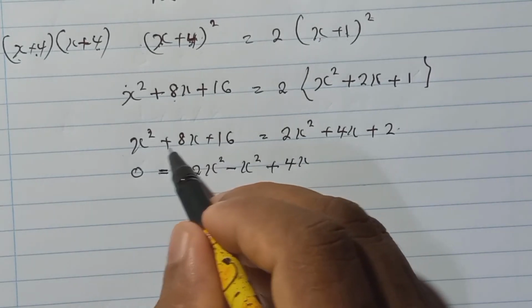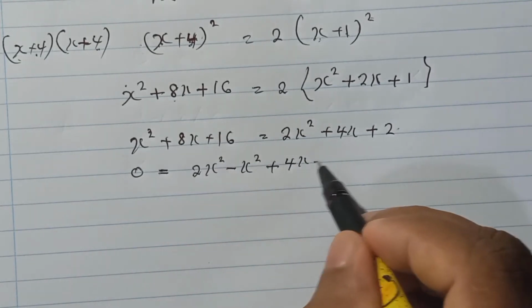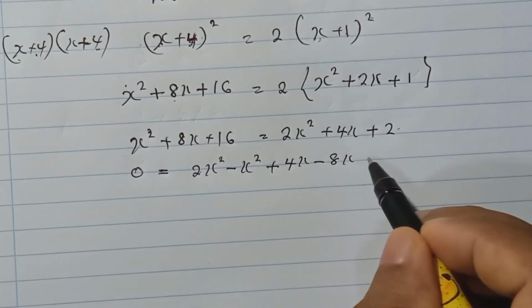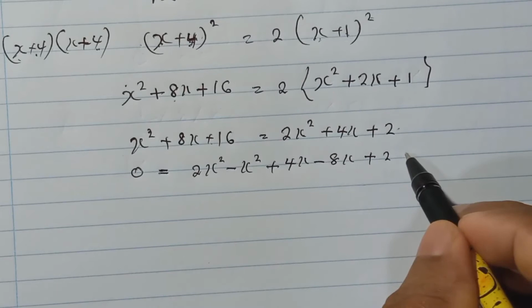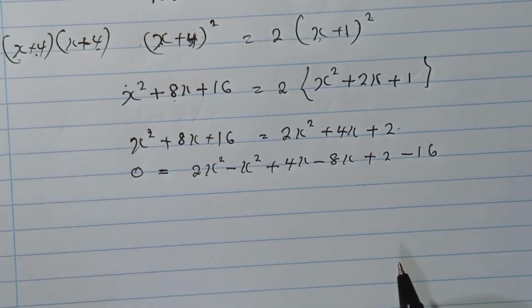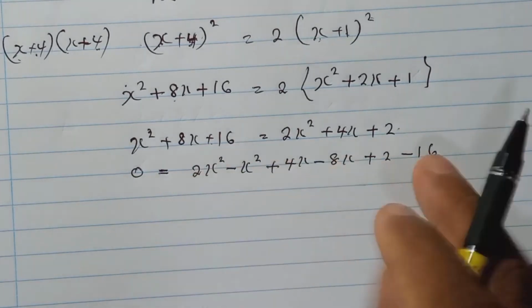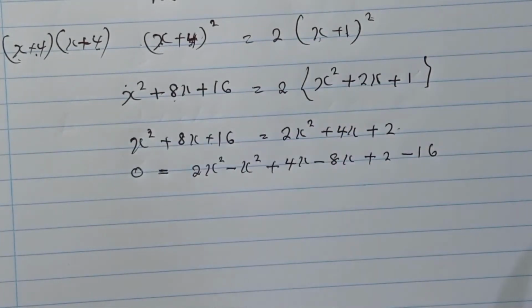When I bring this plus 8x to here, it will be minus 8x. Then here we have plus 2. Again, if I bring this plus 16 to here, it will be minus 16, like that. Or you can hold the things on one side and then simplify, it's okay.